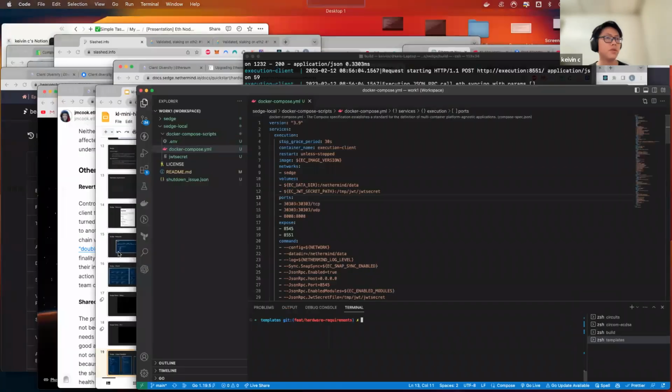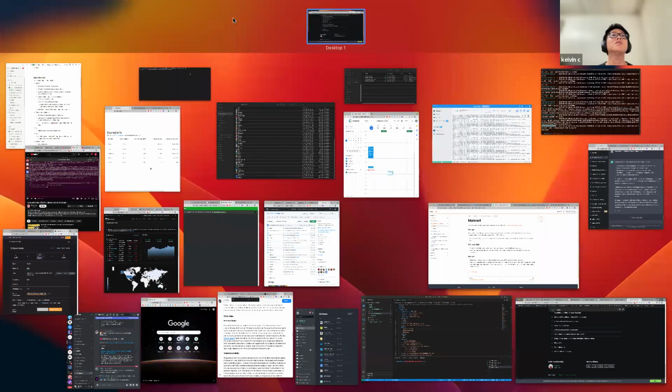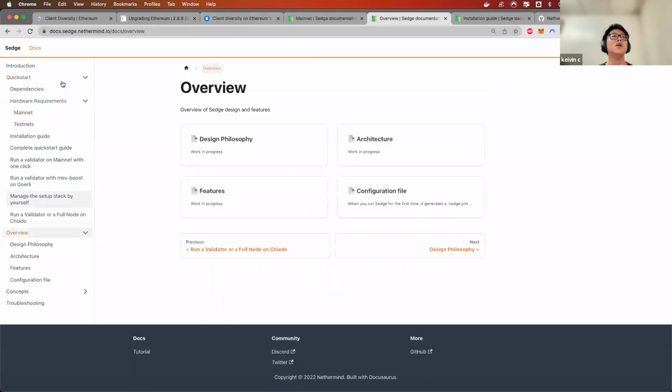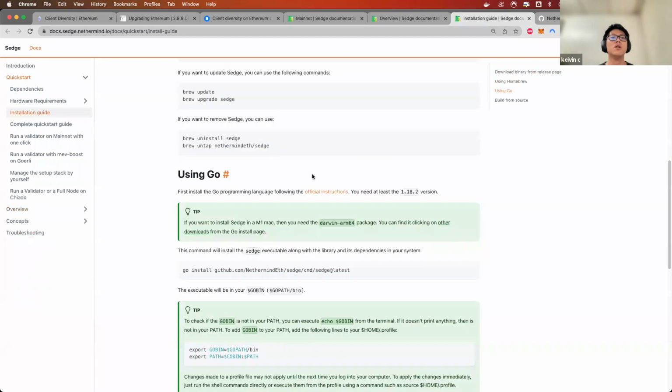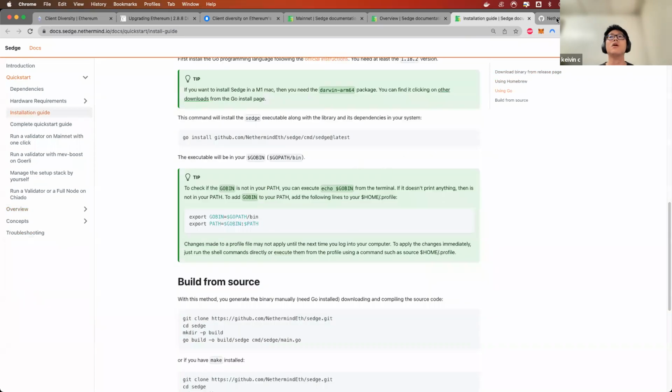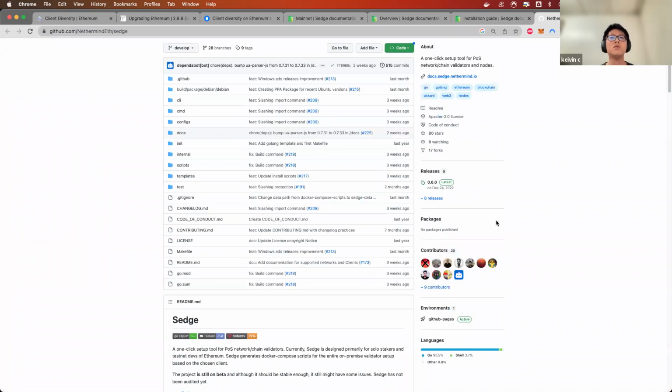So yeah, I hope that at least you're aware of the tool Sedge by Nethermind. You can always check out the documentation. They have documentation here if you want to read more into it. And there's the installation guides, which is very similar to what I mentioned, of course, in more detail. And feel free to contribute to the GitHub repo as well. Everything is open source, just in Go, which makes it somewhat easier than Rust or Java and stuff like that.